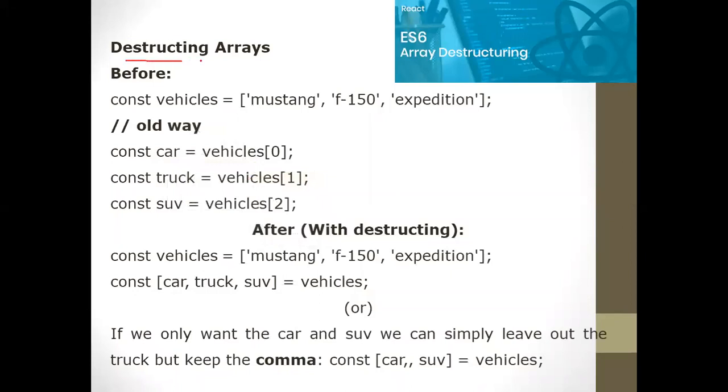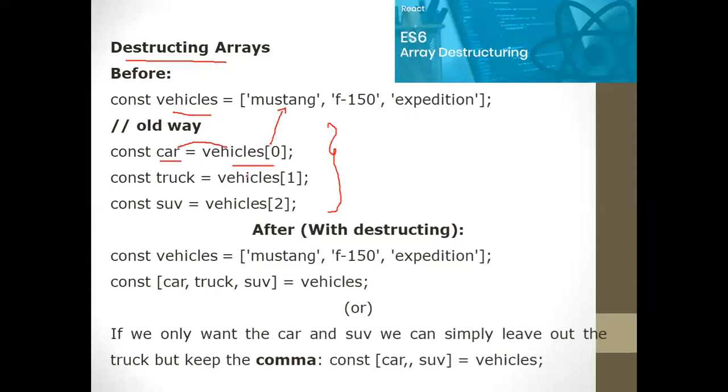Destructuring can be done by rearranging, selecting only the required items. Let me first see what happens without destructuring. This is the old fashion. We declare an array, vehicles, with 3 items: Mustang, F150, and Expedition. It's an array, right? You assign car equal to vehicles of 0. You are already aware this index is 0, this is 1, this is 2.